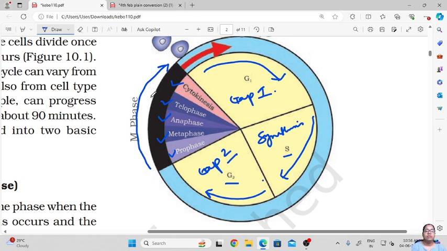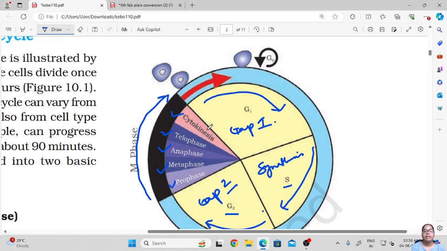Okay, the first phase is the M phase, which will undergo prophase, metaphase, anaphase, telophase, cytokinesis. Then it will undergo G1, that is gap 1 phase. Then it will undergo S phase, that is synthesis phase, and then the gap 2 phase, that is the G2 phase. And these all three come under what? Interphase. So these are the two phases of cell cycle.